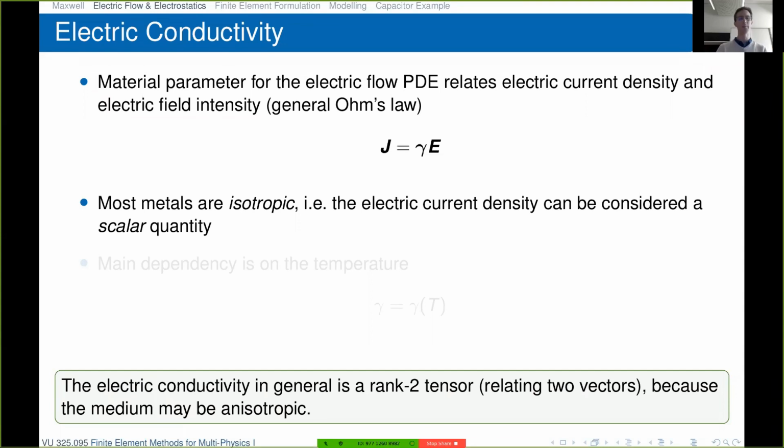The main dependence of the electric conductivity is on temperature. So if we want to consider temperature, we can introduce a coupling to the thermal field by the material parameter of the electric conductivity.